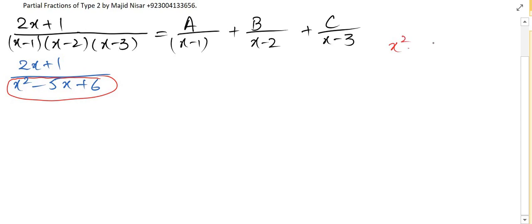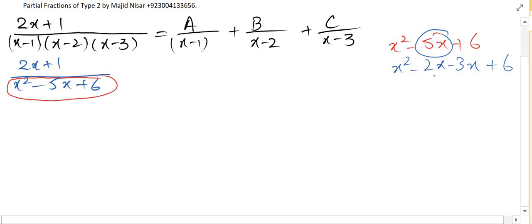X square minus 5x plus 6, we have done in previous classes when we were younger. We have different methods to solve it, like the middle term break method. So in short, we can write it as x minus 2 and x minus 3. We have to break this term. If you remember, x square can be written as minus 2x minus 3x, because minus 2x minus 3x is equal to minus 5x plus 6.